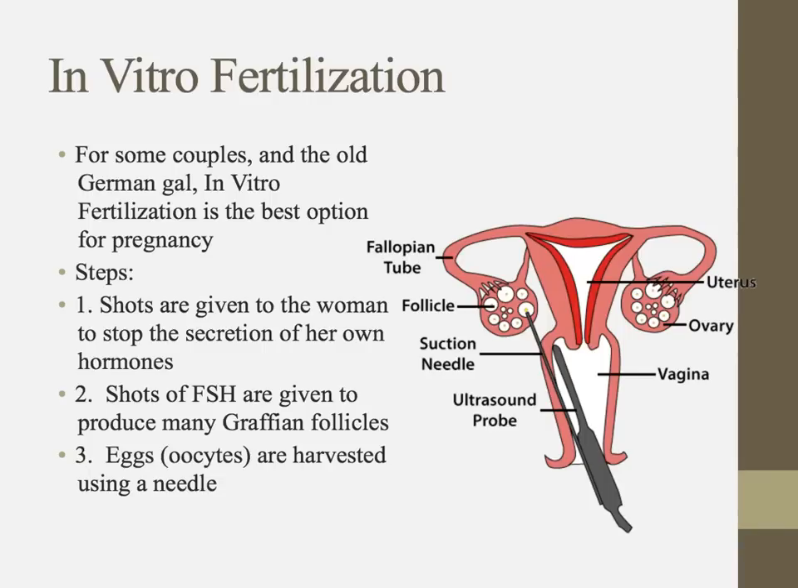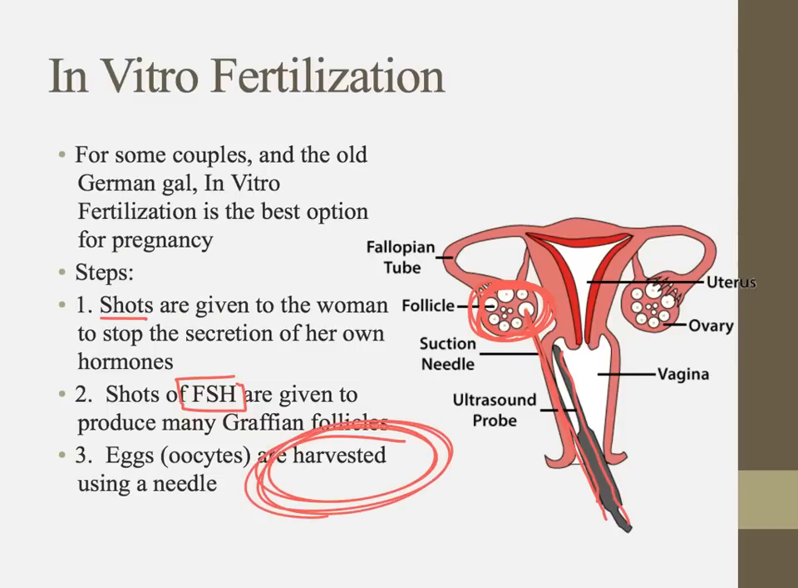First, you have to give hormonal shots to the woman to stop the secretion of her own hormones. We want to be able to control what's going on. Then they fill her up with a lot of FSH, and that's going to cause many Graafian follicles to develop. They then insert an ultrasound wand through the vagina so they can see what they're doing, and extend a needle into the ovary and suck out some of those eggs. So first, again, we're really trying to harvest these eggs.